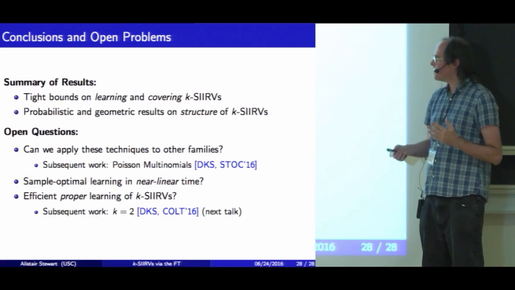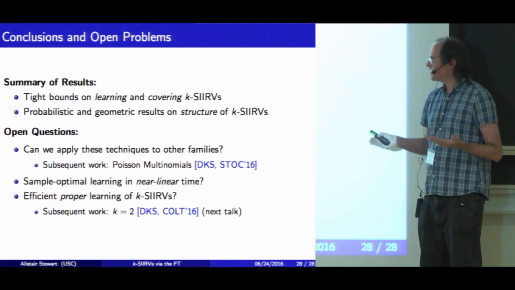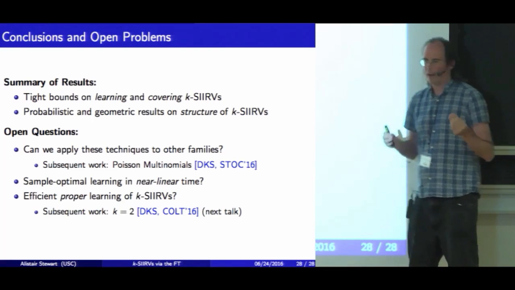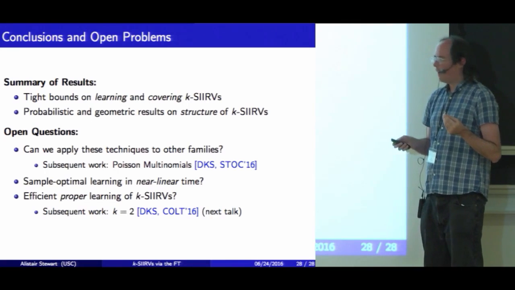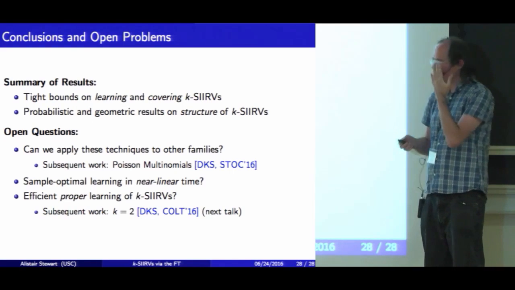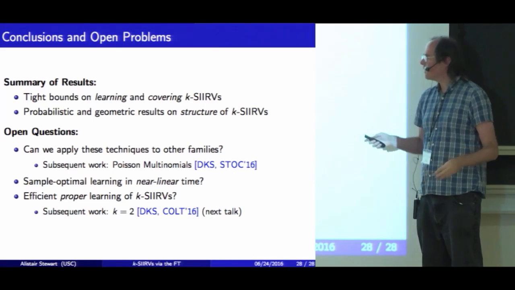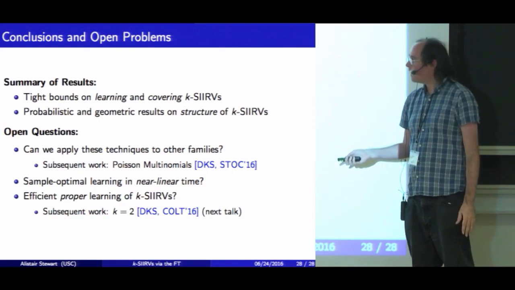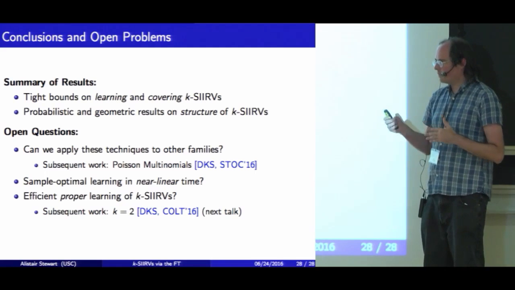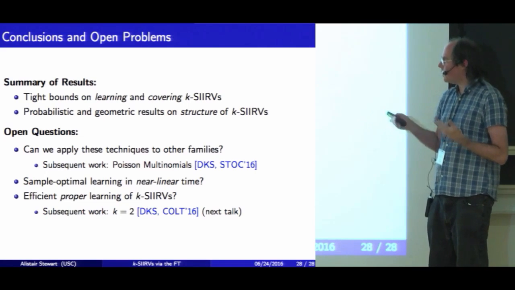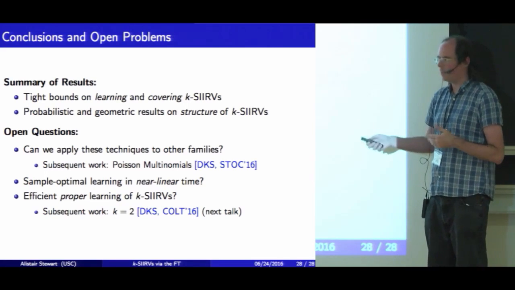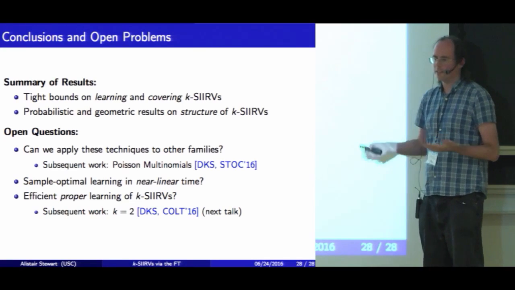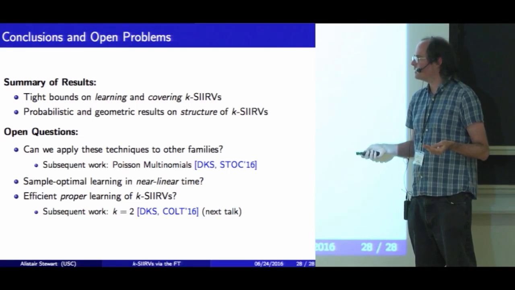Open questions. The first one is, can we apply this technique to other families? There are many simple families of distributions that have sparse Fourier transforms, and this algorithm is fairly general. In subsequent work, which I presented in Stock on Tuesday, we consider a higher dimensional generalization of Poisson binomial distributions, these Poisson multinomial distributions, and apply this to that. So the question is, what else can we apply this to?